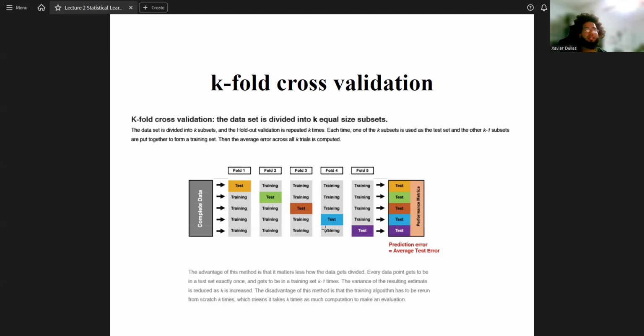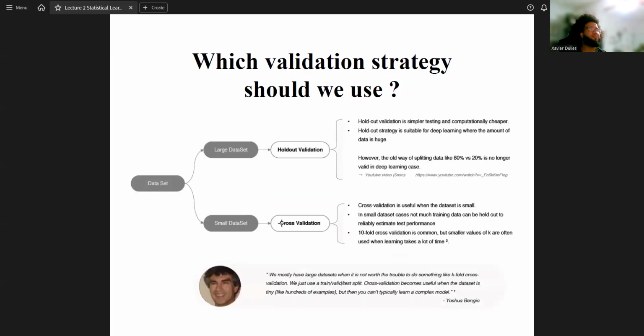The disadvantage of this method is the training algorithm has to be rerun from scratch k times, using a different training and testing set each time. This makes computation a lot more arduous. It is much more difficult here, and it is directly correlated to the number of operations that you have to do. So it's rough.